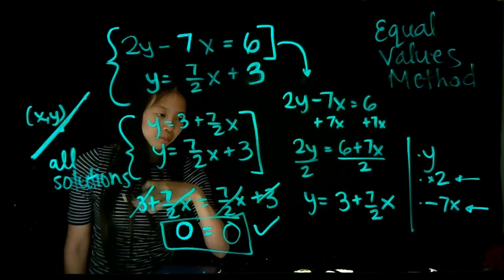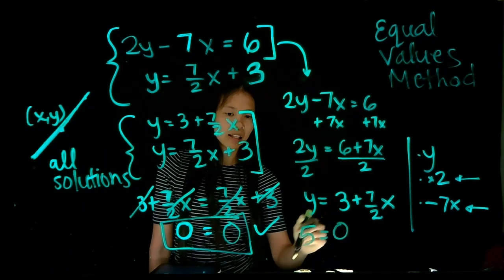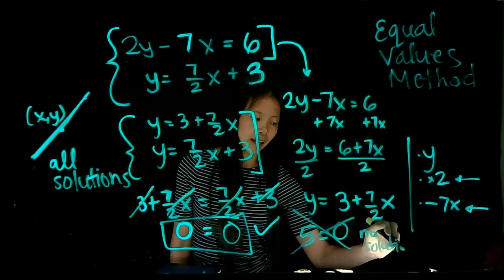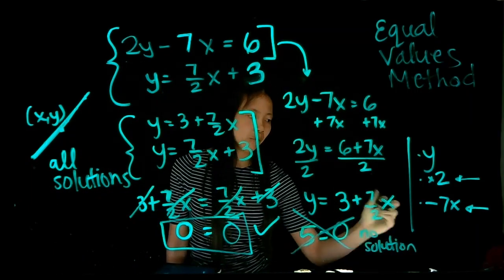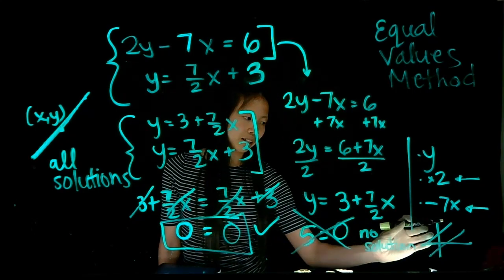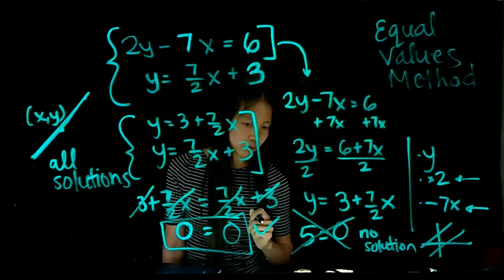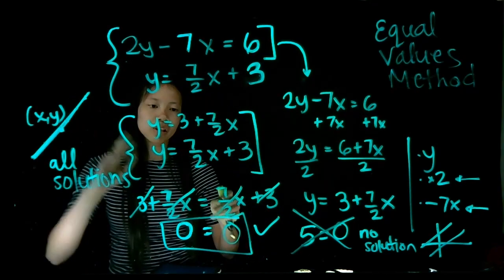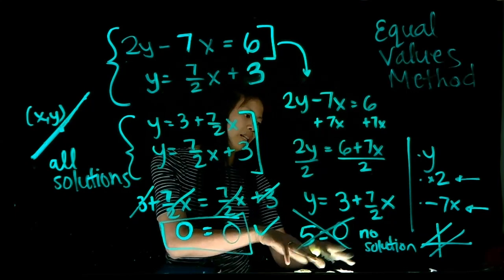If you ended up with something like 5 equals 0 or something, that is not true, and we know that this would be no solution because that is not a true statement. So if we were to graph it, we would know that the lines would be parallel or something like that because they don't intersect, and so there would be no solution. So if it's equal to each other, it's a true equation, then it's all solutions. If you get an incorrect statement, then you know it's no solution.